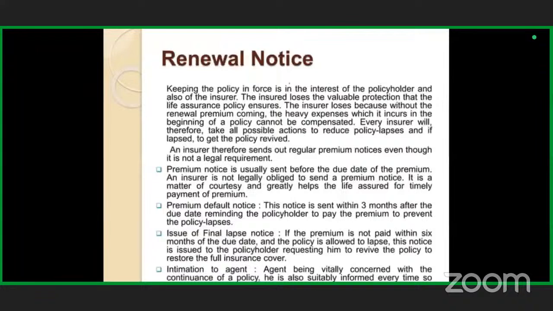An insurer therefore sends out regular premium notices even though it is not a legal requirement. So giving a notice of renewal premium is not a legal requirement, but out of courtesy, the insurer will give a notice to the insured. Premium notice is usually sent before the due date of the premium. Premium default notice also will be given. What is the premium default notice? Whenever the premium date is over but the renewal premium is not paid by the policyholder, then a premium default notice will be issued by the insurer.